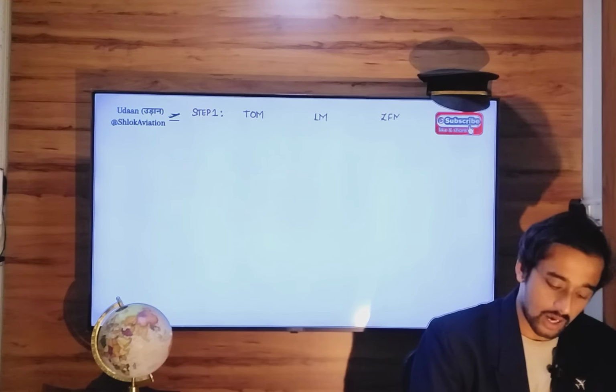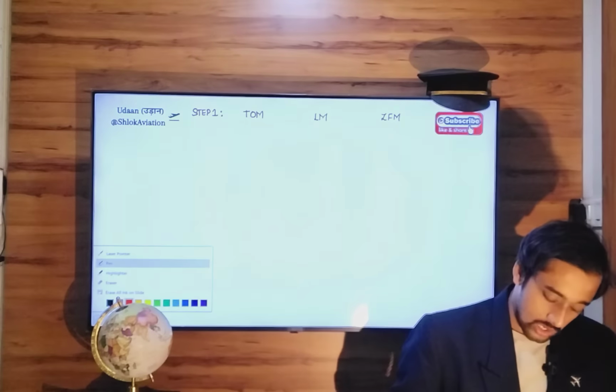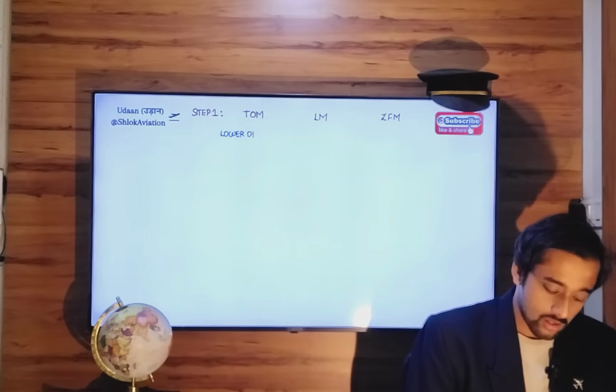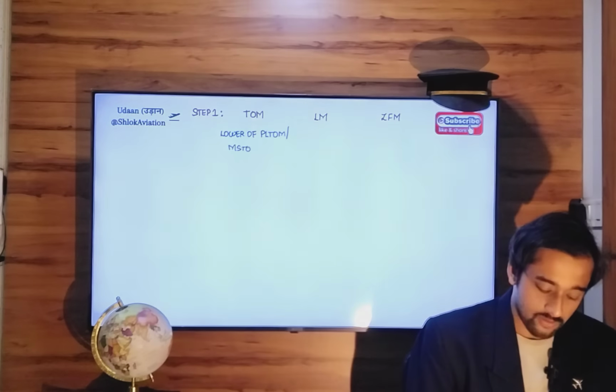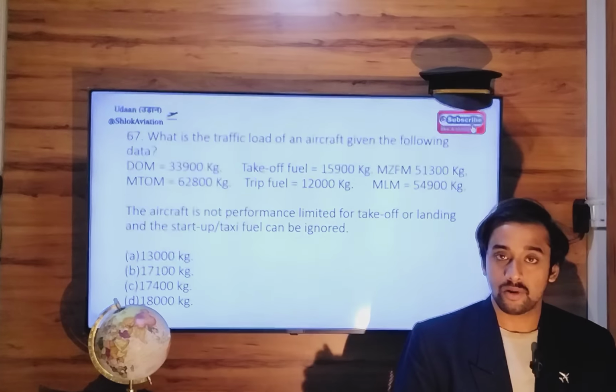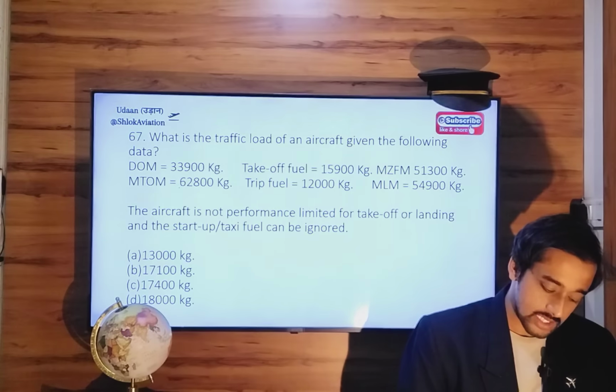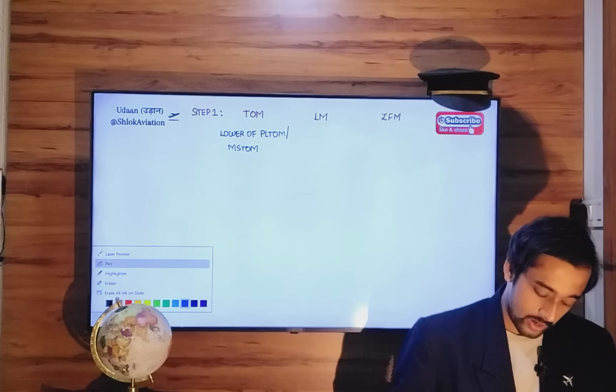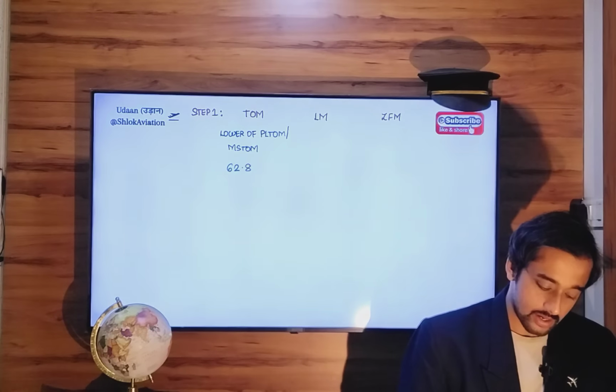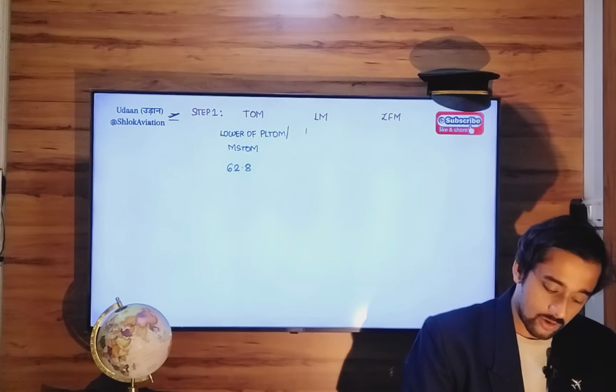We start with step number one, which is to make three columns: one for takeoff mass, the second for landing mass, and the third for zero fuel mass. In the takeoff mass column, you have to write the value which is the lower of performance limited takeoff mass and maximum structural takeoff mass. Over here, we do not have a performance limited takeoff mass. We have directly the maximum takeoff mass, which is 62.8.